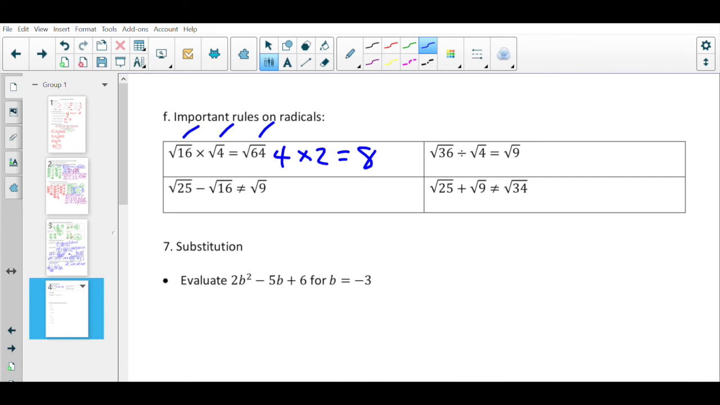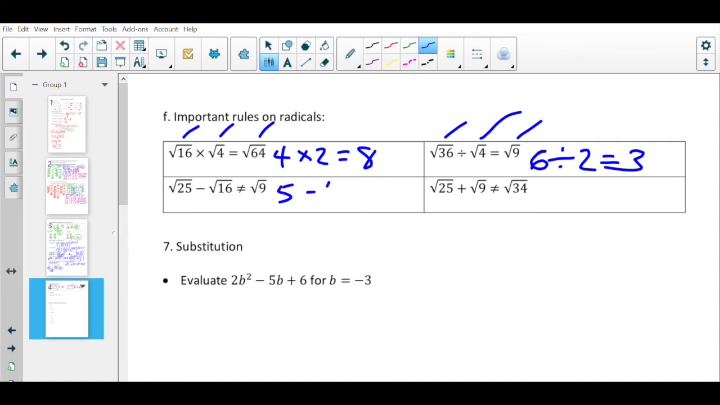Division of radicals, same deal. Square root of 36 divided by square root of 4, you can divide what's under the square root sign and put it under the square root sign. So this is true, but let's take a look here. That's 6 divided by 2 equals 3. That's 6 divided by 2 equals 3. So that checks, okay?